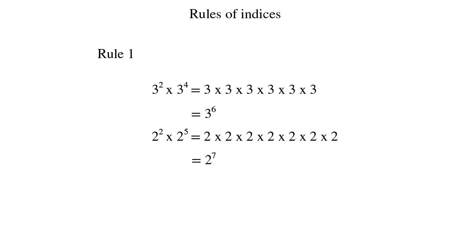We can see there's a pattern here. To get the 3 to the power 6, all we need to do is add the powers, and the same for the second example. If we add the powers 2 and 5, we get 2 to the power 7. So the general rule would be, if we take any number represented by a to any power, here m, multiplied by the same number to any power, here n, we can write the answer as a to the power of m plus n. We add the powers.